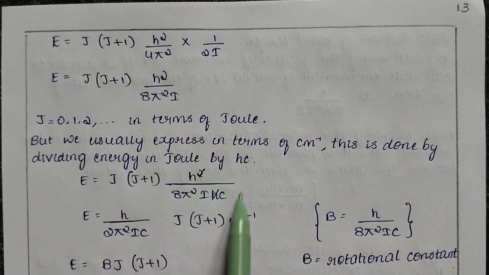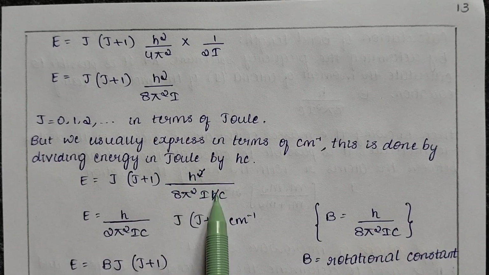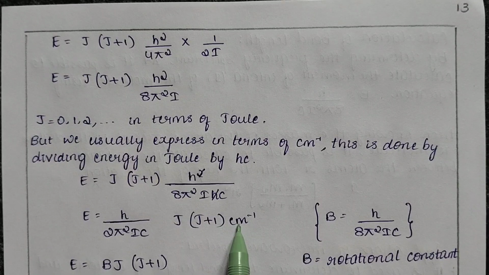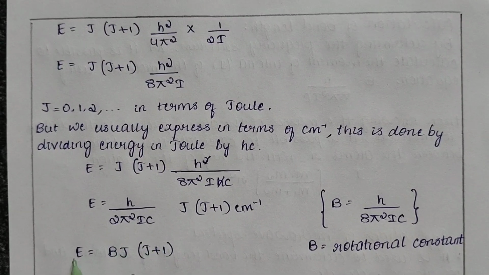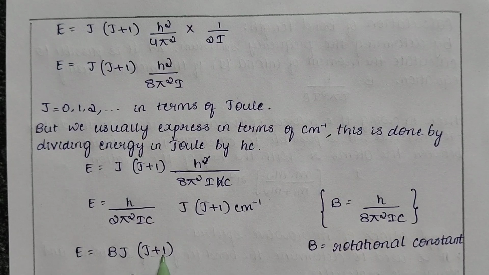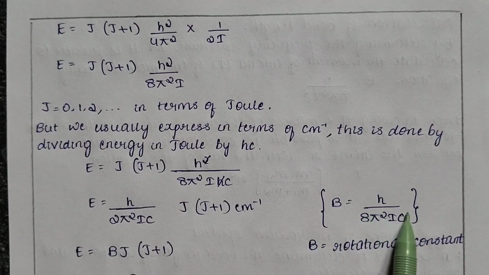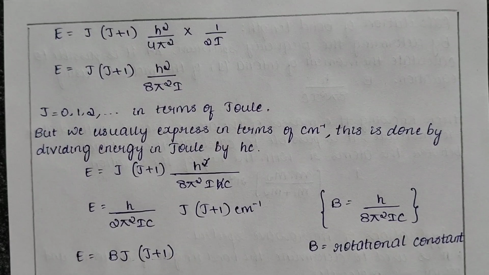So dividing this term by hc, one of the h will get cancelled and we'll end up with the equation E is equal to h by 8 pi square Ic into j of j plus 1, which is expressed in terms of centimeter inverse. And to simplify the expression further, we write E is equal to Bj of j plus 1, where B is equal to h by 8 pi square Ic, where B is the rotational constant. And to understand this, we'll take up an example and solve.